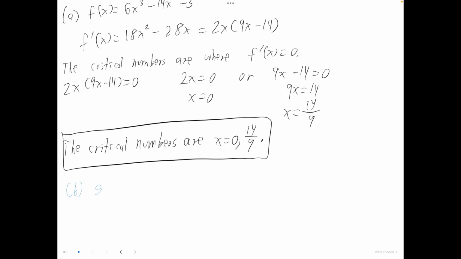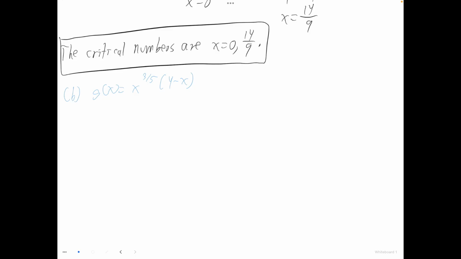Next, we want to look at the function g of x equals x to the 3/5 times 4 minus x. So once again, this function is going to be defined everywhere. It's just equal to 4x to the 3/5 minus x to the 8/5, if you multiply it out. And so we know that this function is going to be defined everywhere. So that means the places where the derivative does not exist or is 0 are critical numbers.